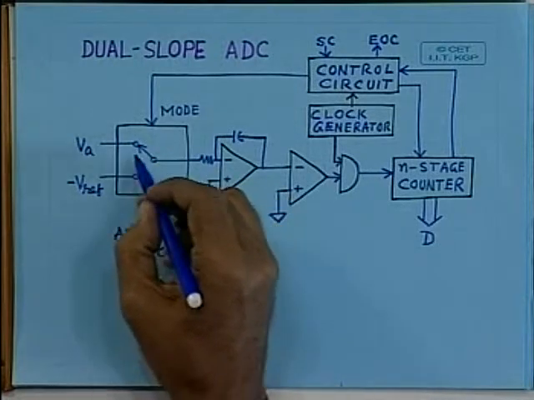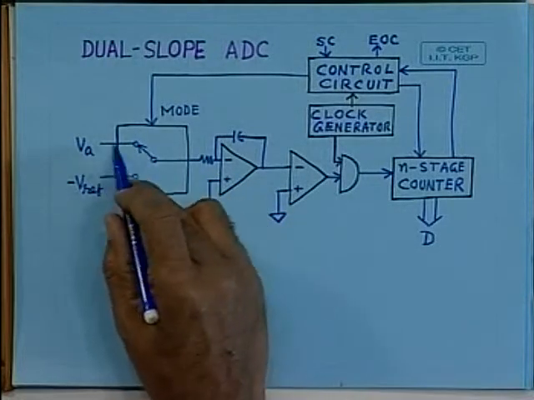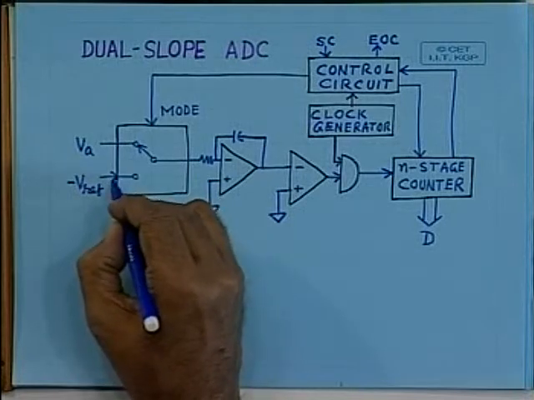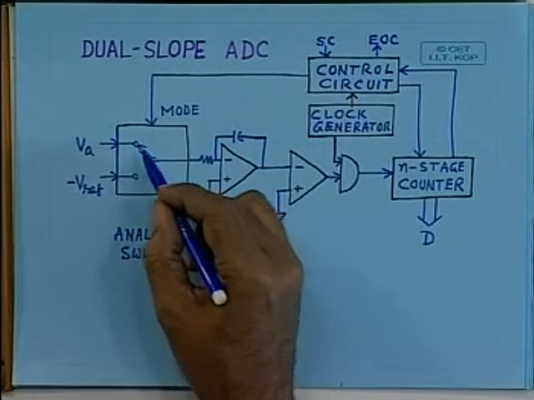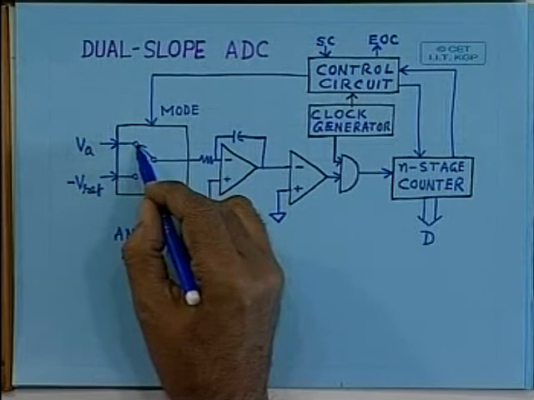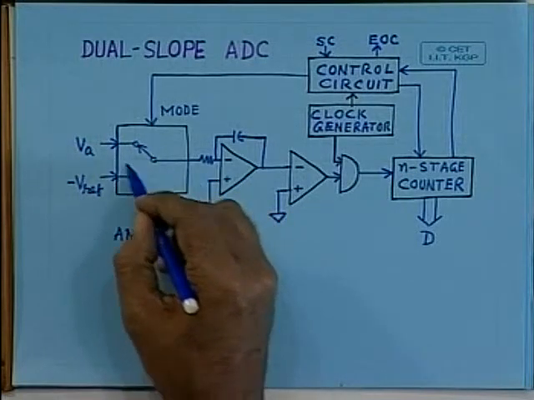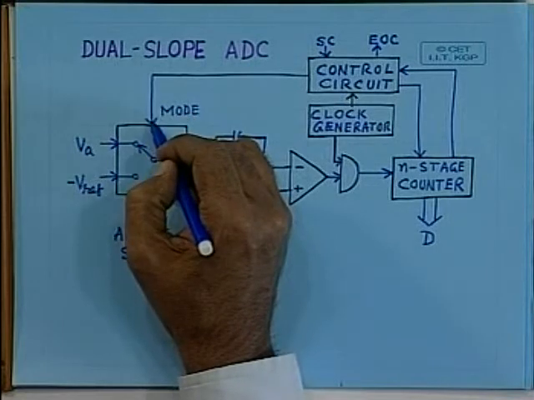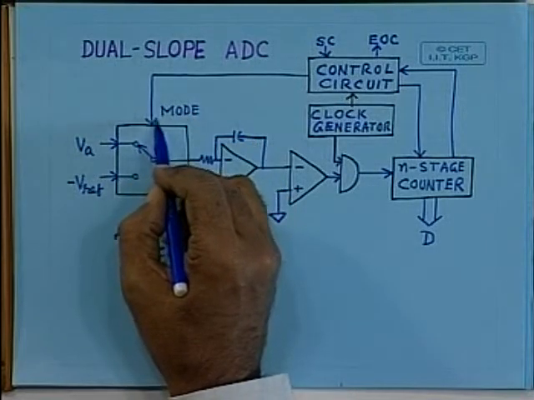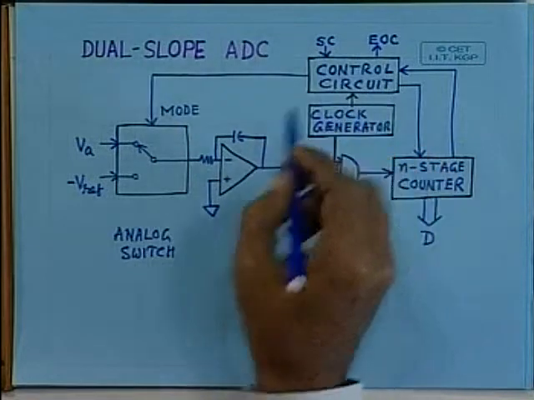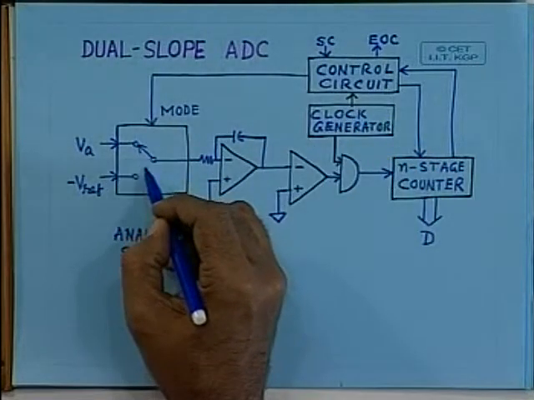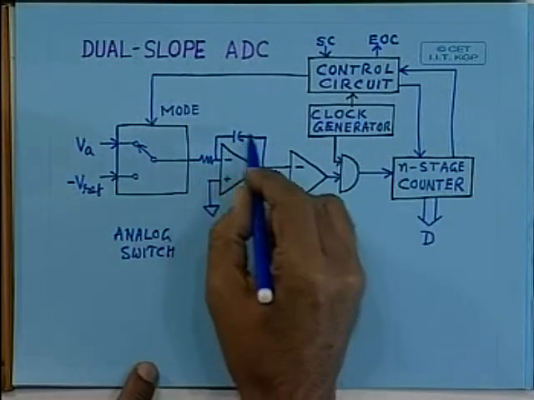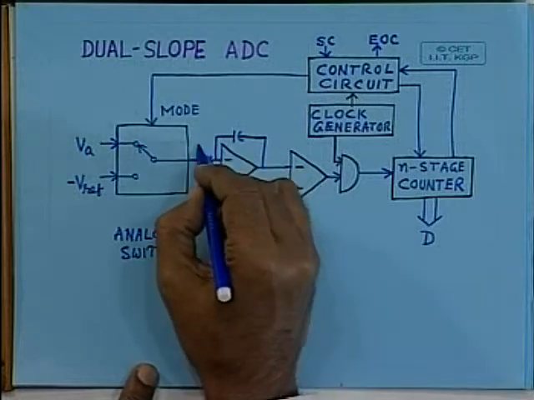And this is an analog switch, because the input is analog in nature, so both these are analog voltages. Either the analog input or the reference voltage is selected with the help of this analog switch, which is controlled by this mode control selection. That means depending on the signal coming from the control circuitry, it will select either this input or this input.